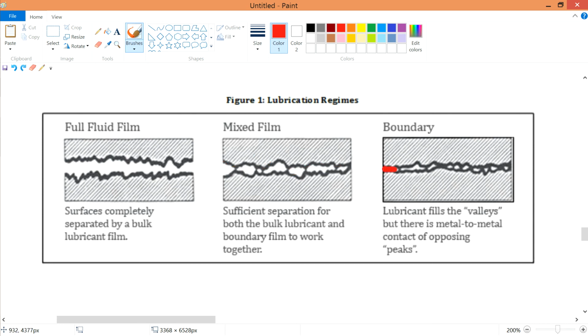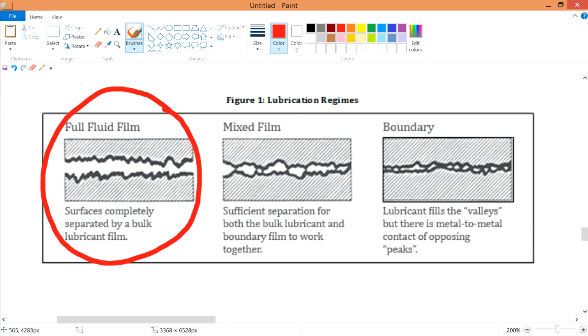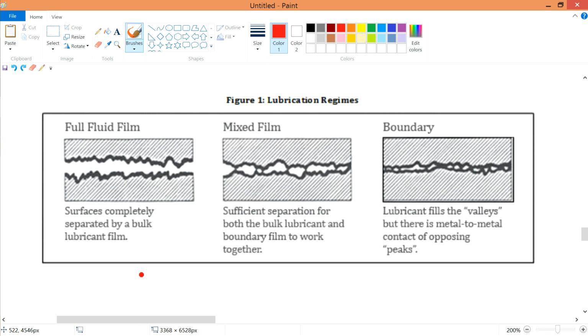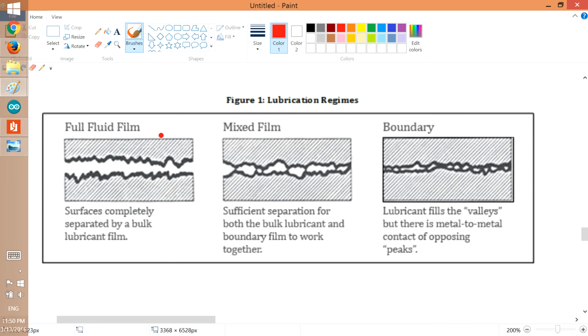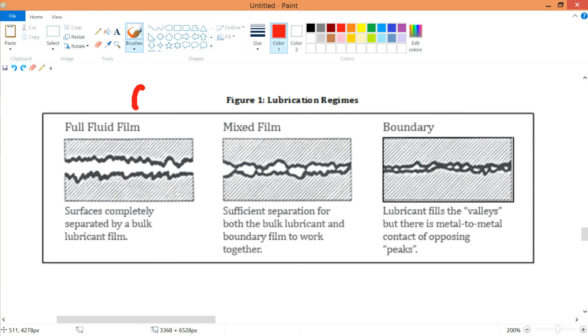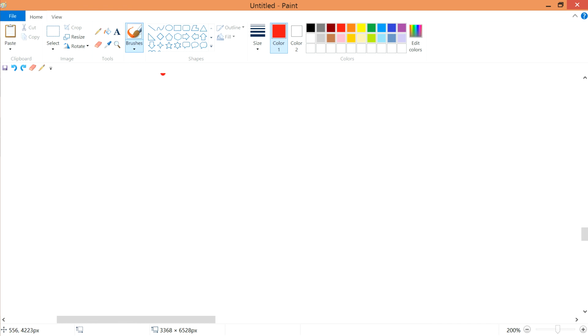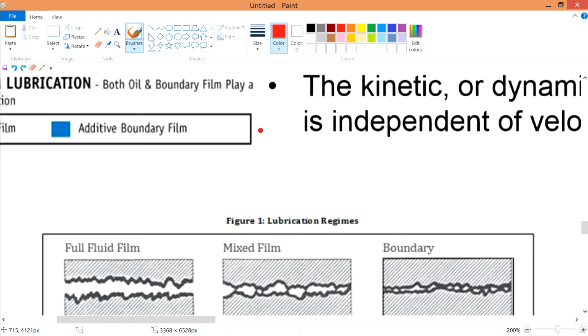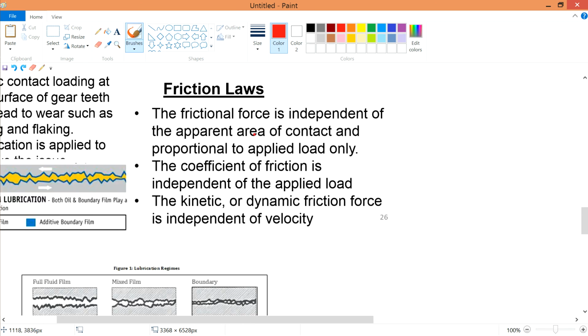Boundary is really just a thin layer, just the boundary will do. It fills the valleys, but there's still metal to metal contact of opposing peaks. So all in all, this one uses more oil, more lubricant. So this is the better one, but not necessarily the best, but in terms of cost, there's everything you need to consider. But yeah, I think you kind of get what I mean.